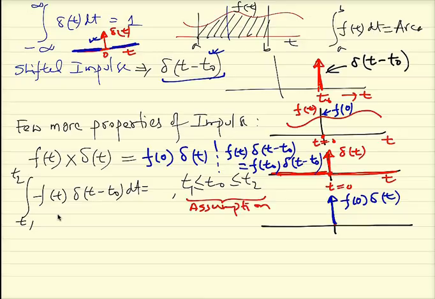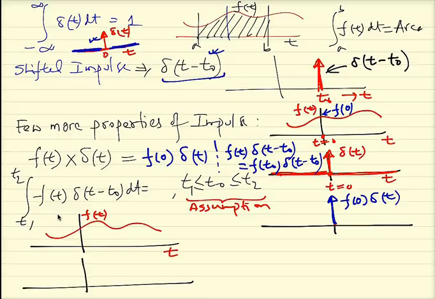We assume that t naught is located between t1 and t2. Let me just draw it out. You have f(t) here, and then you have an impulse, maybe at t naught. So this is your t naught, and this is t. If you multiply these two signals, what will you get?